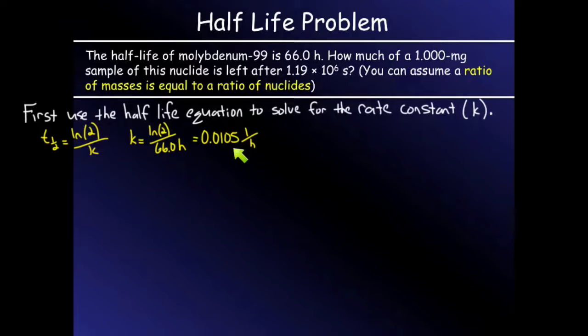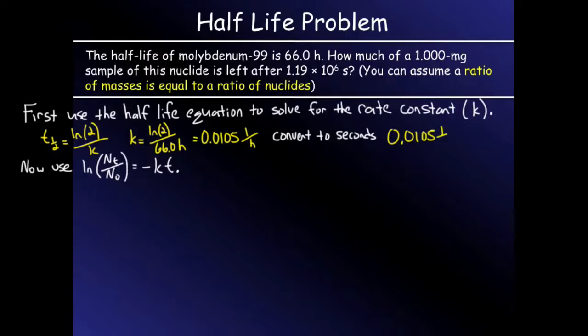Because our half-life is in hours, that'll give us a decay constant in units of 1 over hours. Now we can use this form of the integrated rate law and plug in our initial mass and solve for our final mass. However, we just determined a k value with units of 1 over hours, and we have a t value with units of seconds. So we need to reconcile that by making certain that the units of time and the units for the decay constant are the same. So I will convert my 1 over hours into 1 over seconds.